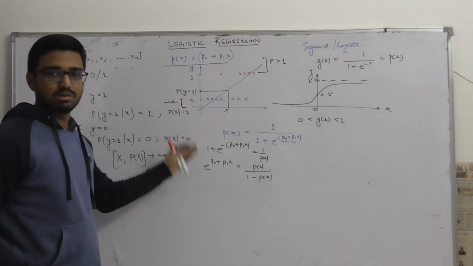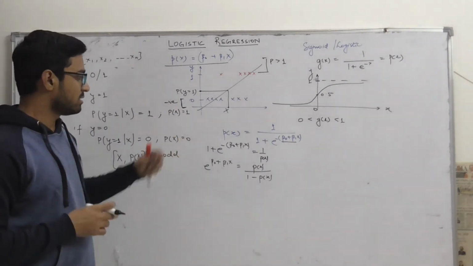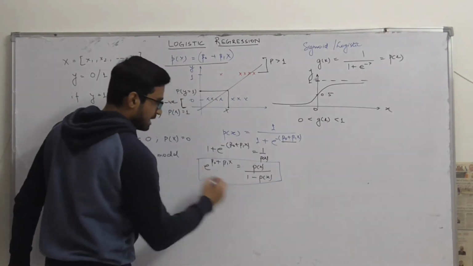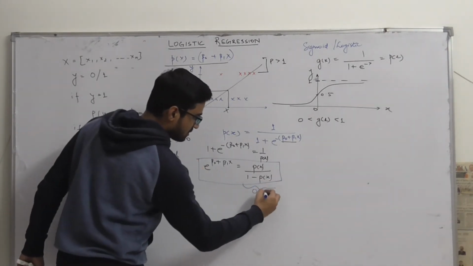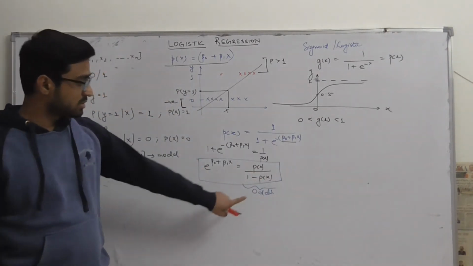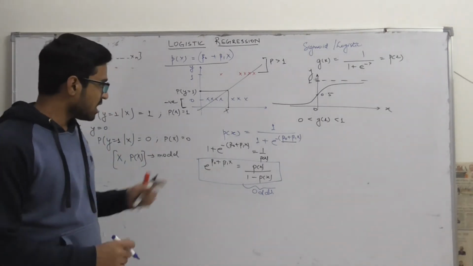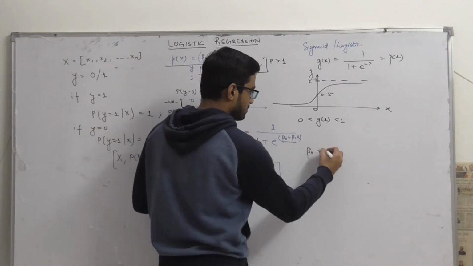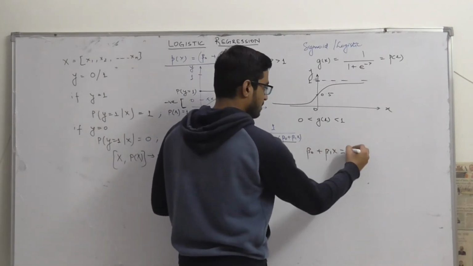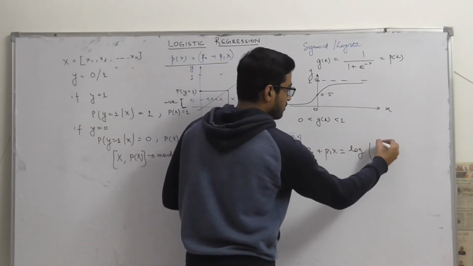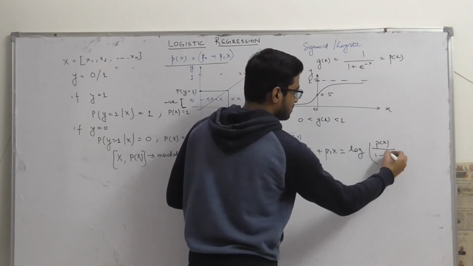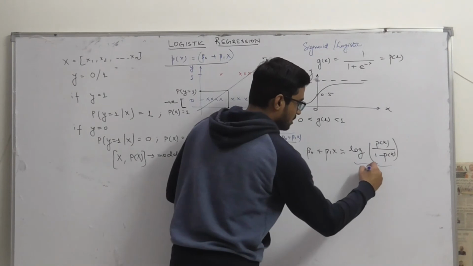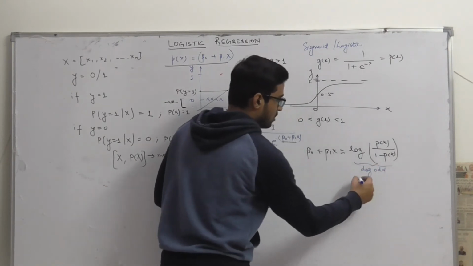Just solve it. It will take a couple of lines to solve this equation, and this is a very important equation. This term is called odds. Now if you take log on both sides, then beta naught plus beta 1 x becomes log of p(x) upon 1 minus p(x), and this term is called log odds or logit.